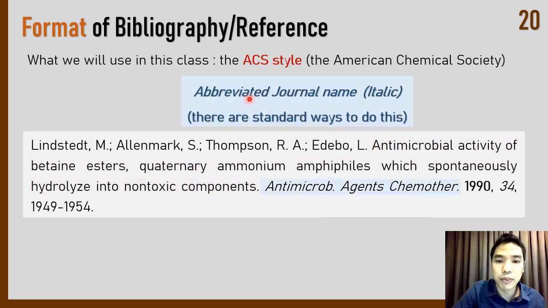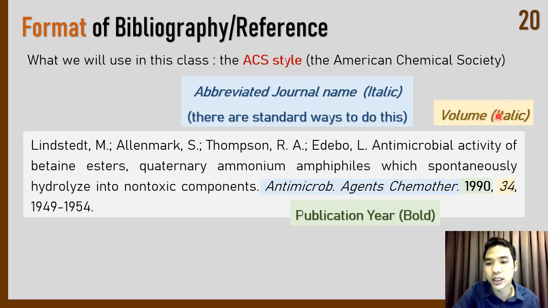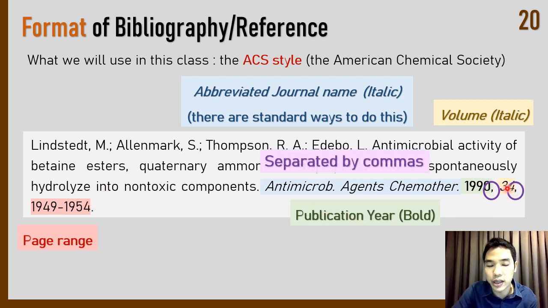Next is the abbreviated journal name in italics. There are standard ways to do this. You can probably search in Google: type in your journal name and then abbreviation. By doing that, sometimes it will give you the abbreviated journal name. Next is the publication year in bold and also the volume of the publication in italics. And lastly, the page range. So you need some commas to separate these and full stops to separate these.